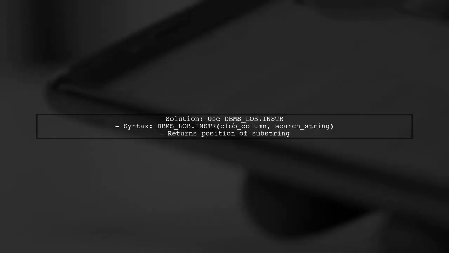To check if a CLOB contains a specific string in Oracle, we need to use a different approach than the standard LIKE operator, especially for large CLOBs. One effective method is to use the DBMS_LOB.INSTR function, which allows us to search for a substring within a CLOB.